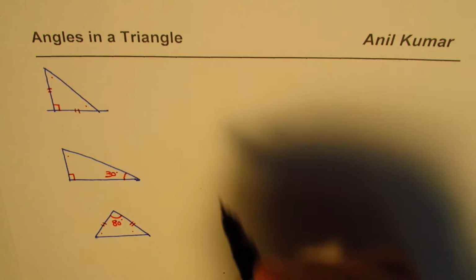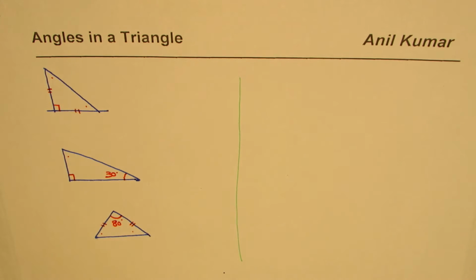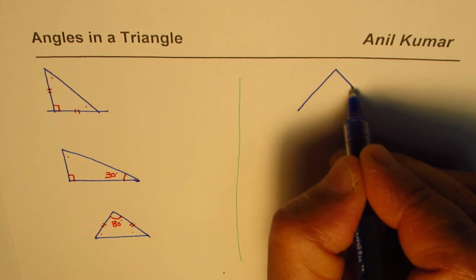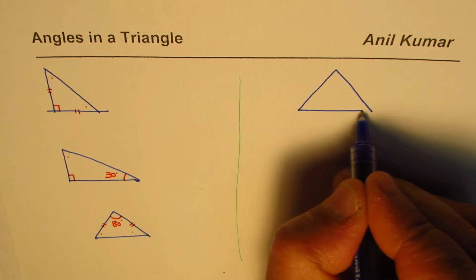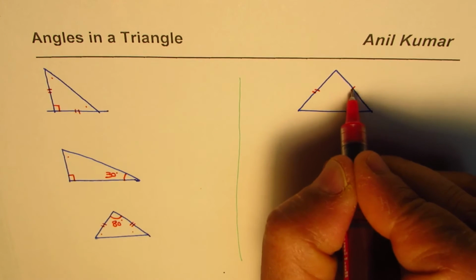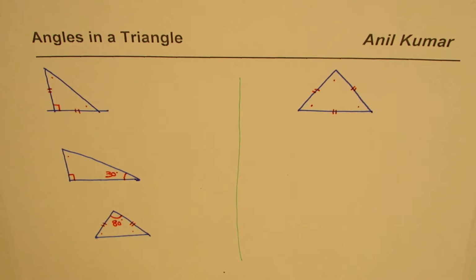Now let me add a few more questions for you. On this side you can always pause the video and answer these questions. So this time I'll make an equilateral triangle. So you understand what is an equilateral triangle? All equal sides, right? So we have all equal sides. You have to find these angles inside. Is it okay? So do this one.